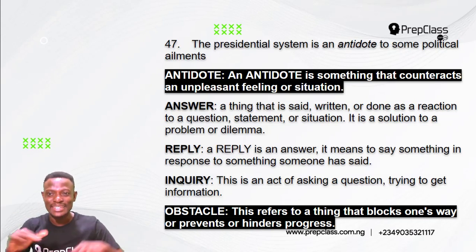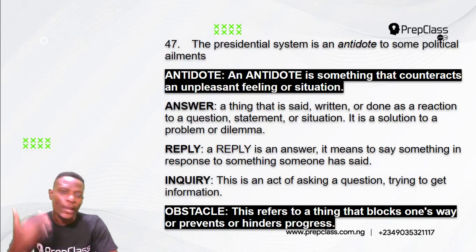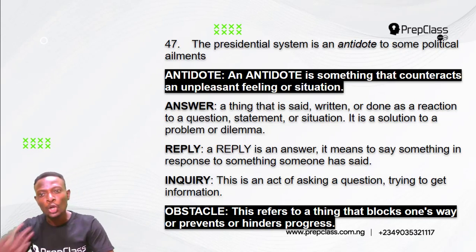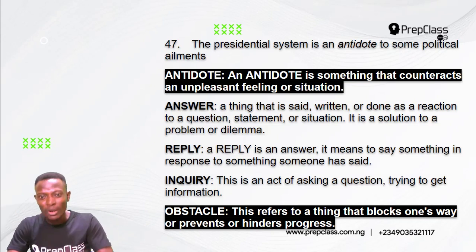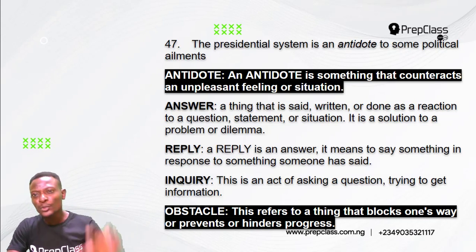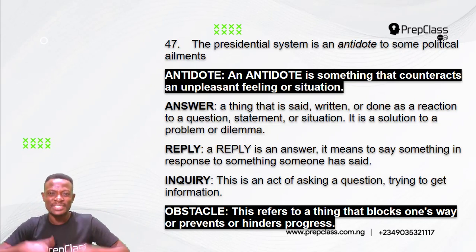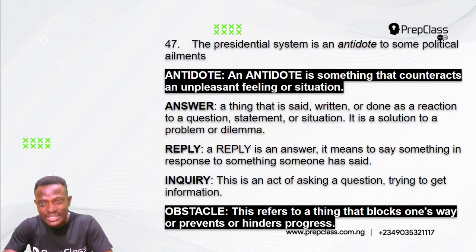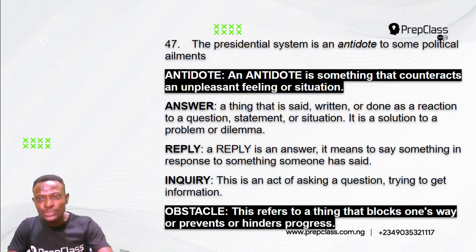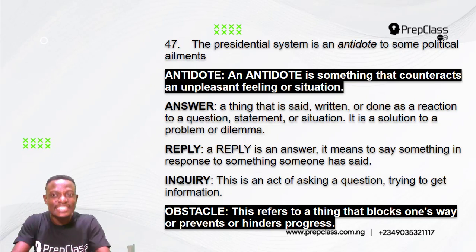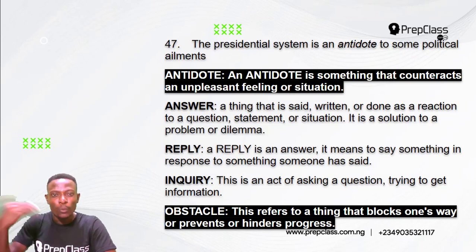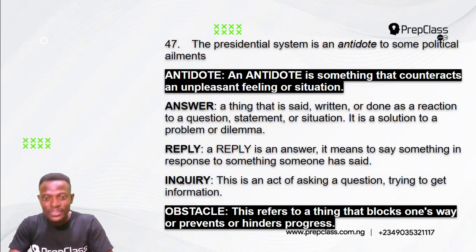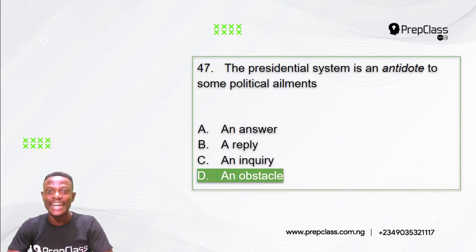The presidential system is an antidote to some political ailments, like corruption, bribery, thuggery, and so on. The presidential system helps to cure those ailments. But an obstacle is something that blocks progress. So instead of the presidential system being an agent for political progress, it is an obstacle. It is hindering political progress. It is not an antidote any longer. Antidote helps to bring about political wellness. So the opposite meaning to antidote is option D, an obstacle.